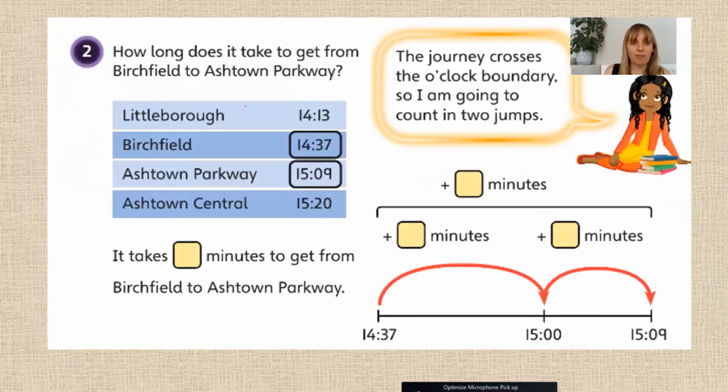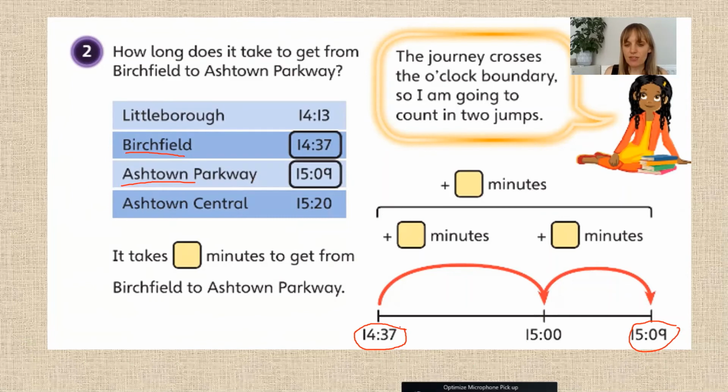So here, this is another example. This one says, how long does it take to get from Birchfield to Ashtown Parkway? So here, I'm looking at Birchfield to Ashtown Parkway, and it leaves at 14:37. You can see this has drawn the number line, and they've drawn 14:37 at the beginning, and it arrives at 15:09. So that goes at the end of our number line. Then we're going to count on to see how many minutes are in between. If you're doing this, a really good way of doing it is to always get up to the next whole hour, because then from there it makes the next jump easier.